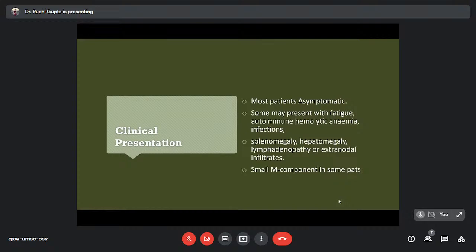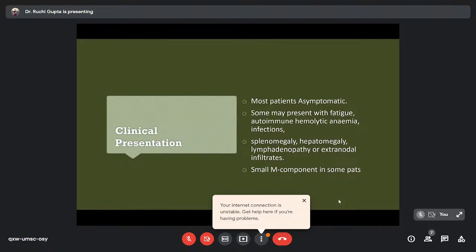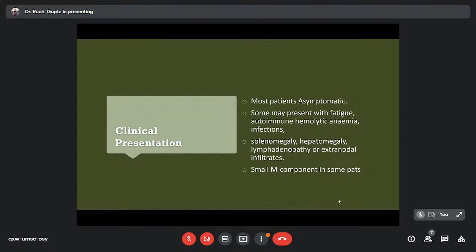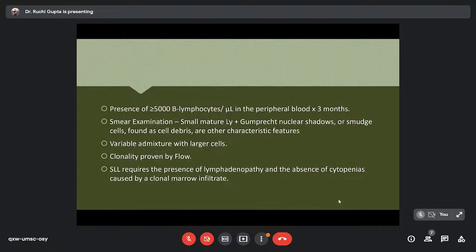But this M component has nothing to do with the behavior, though it is said that it may contribute to an inferior survival, but that has not really been proven in the larger studies. So typically, what we see in a case of CLL is more than 5,000 clonal B cells in the peripheral blood, which are persisting for more than 3 months.